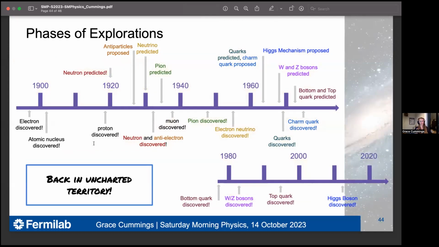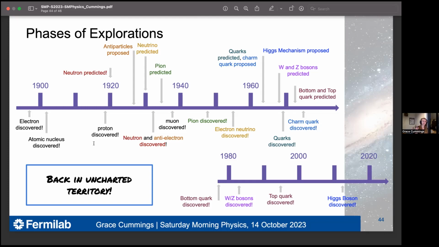And now we're actually kind of back in uncharted territory. And for me personally, this is really exciting. The standard model no longer is predicting new particles. It still is predicting things that we have not necessarily experimentally seen. I don't want to make it seem like the standard model is done. There's still lots of interesting physics to be done there. But we're really back in uncharted territory.